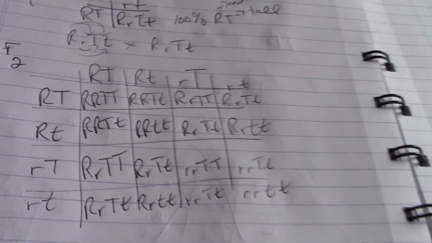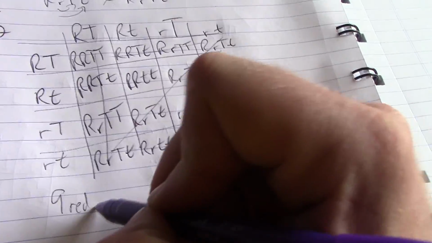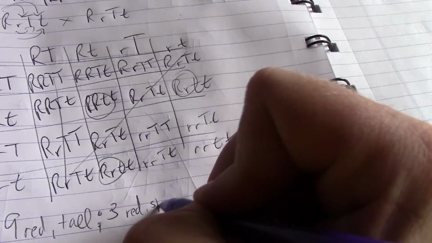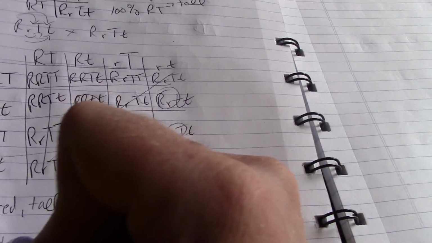So this is what I get with two heterozygous F1s. Again, I'm going to have big R, big T, so there's going to be 9 of these. 9 will be red and tall, 3 will be red and short. I'm hoping you're starting to pick out these patterns. 3 will be yellow and tall, and then 1 will be yellow and short.